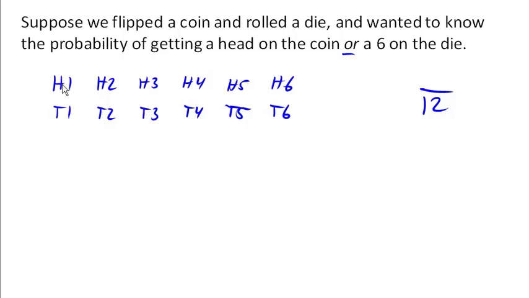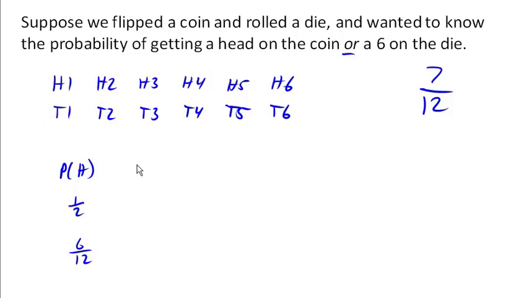There are 1, 2, 3, 4, 5, 6, 7 outcomes that have either a head on the coin or a 6 on the die. Now, could we have figured that out another way by looking at the two events separately? What's the probability of getting a head on the coin? The probability of a head is 1/2, or in 12ths, that'd be 6 out of 12. 6 of the outcomes have a head.